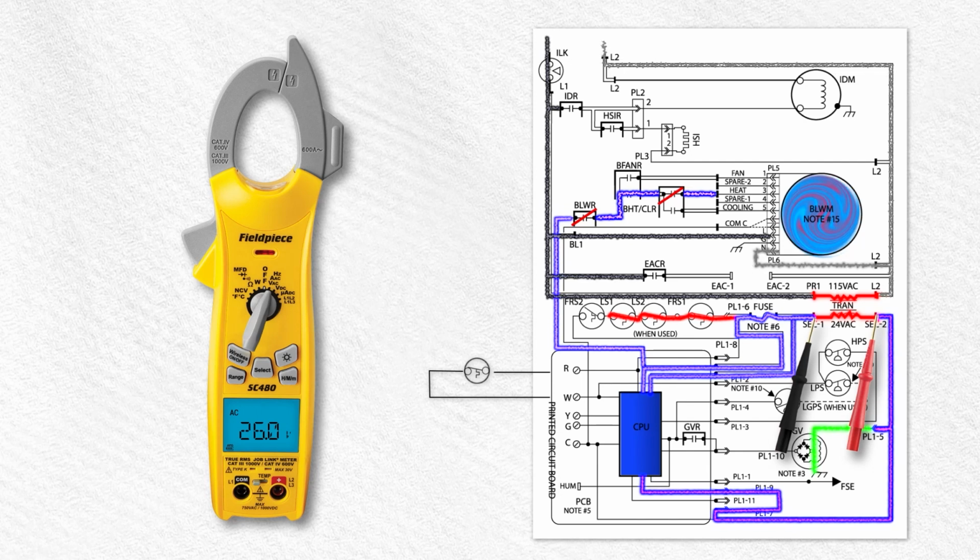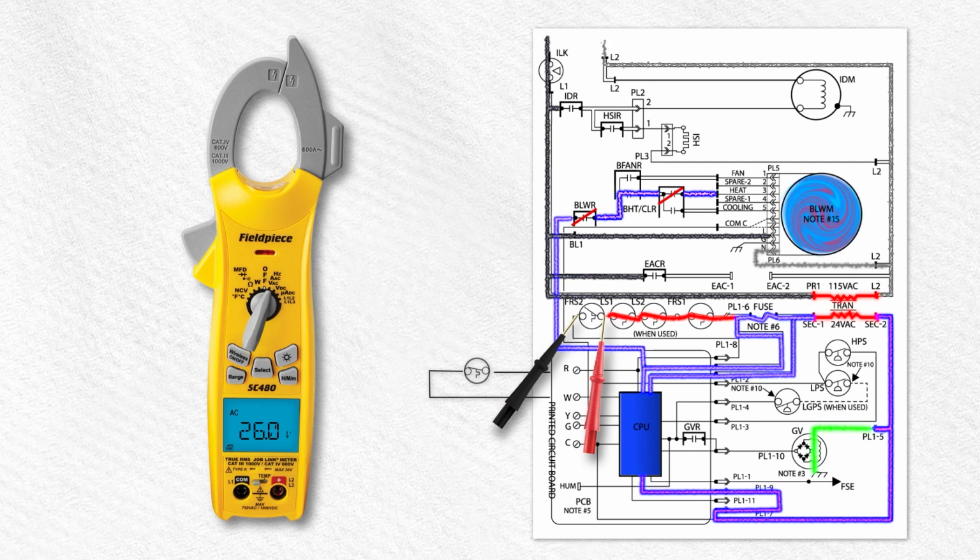The limit string is open, with 26 volts of potential difference across PL1-6 and PL1-8. Begin measuring potential difference across each component in the limit string. The component preventing the voltage from flowing to R is an open F, R-S2.